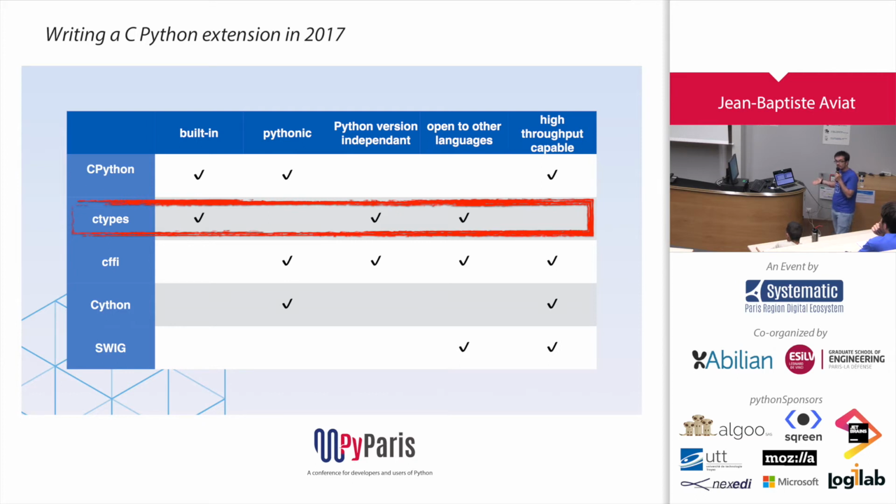Then Cython. In the previous talk, some of you knew Cython, a kind of meta language that you add on top of Python and that allows you to customize your Python to compile it into something else. So not built in, it's quite Pythonic because it's Python, and high throughput capable. And last but not least, you have SWIG, which is extremely common, and a lot of very common libraries use it. So that's another option.